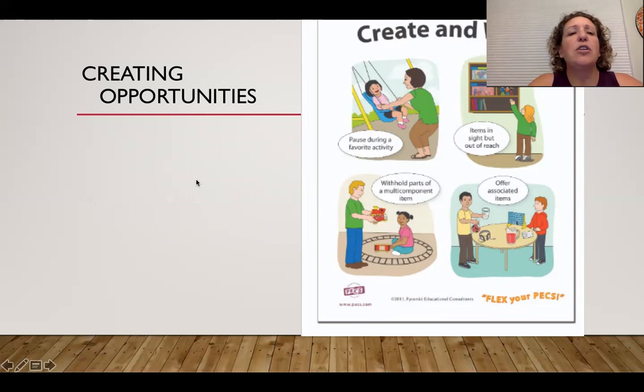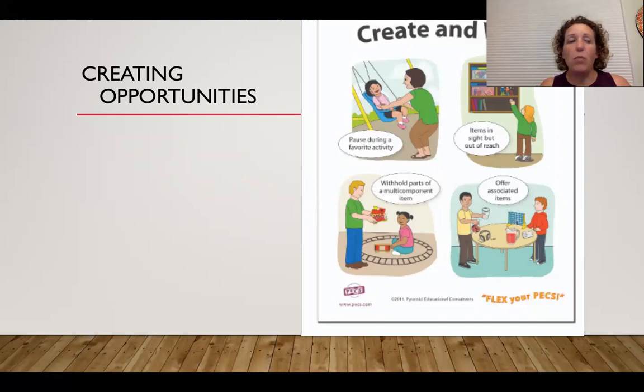This area is creating opportunities. I know in the classroom setting, we talk a lot about sabotage, and we've told you guys to sabotage. This is the same, and this kind of goes along the same line. We want to create that desire to communicate. So we would pause during a favorite activity. We would put items in sight, but out of reach. So, doing that sabotage.